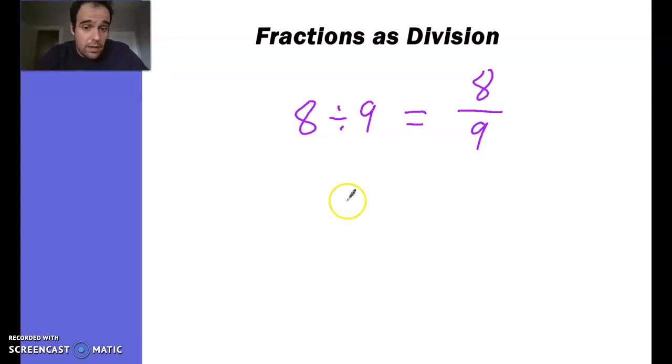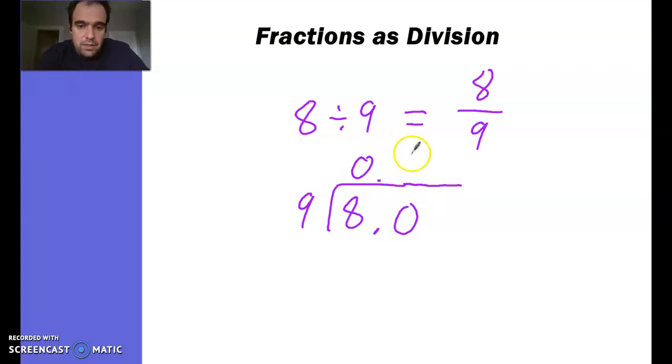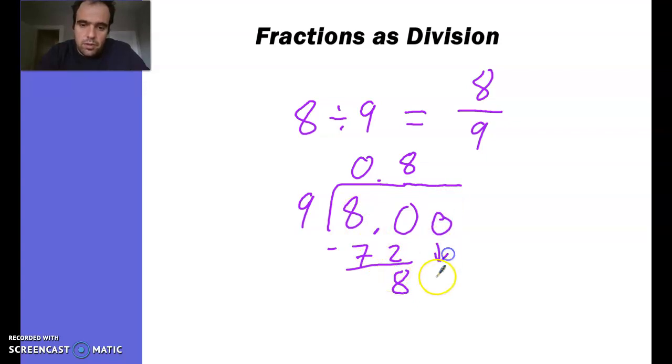But if I wanted to make it a decimal version, that'd be 8 divided by 9. Provide lots of room, we're going to need it. Decimal 0, decimal. 9 fits into 80 8 times, which makes 72. Get 8. That's curious, but okay. Put another 0 in, bring it down. 9 fits into 80, 8 times makes 72.